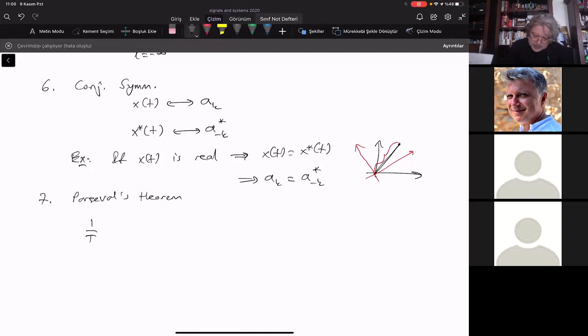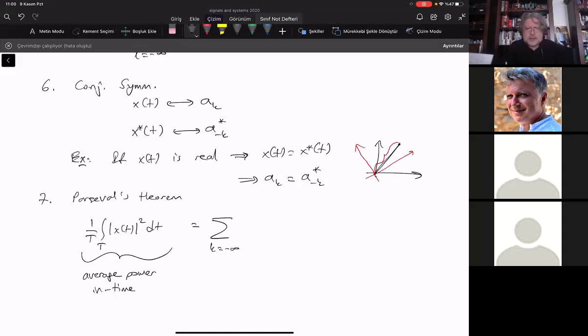the integral of x(t) squared dt over capital T. So this is the average power in time. Let me say it: power in time is equal to the average power in frequency, and that is, since the Fourier series coefficients, I'm summing up the magnitude squares of the Fourier series coefficients.